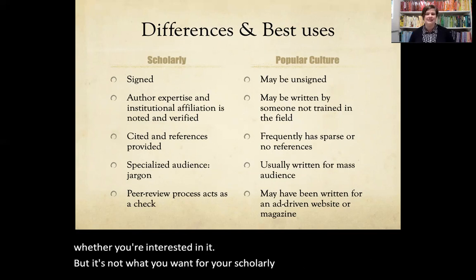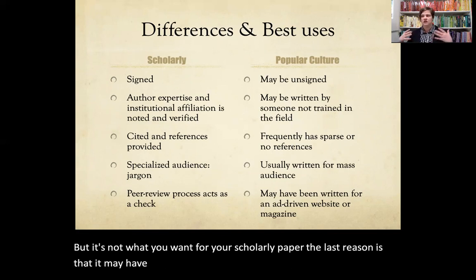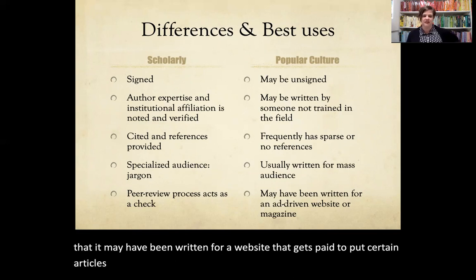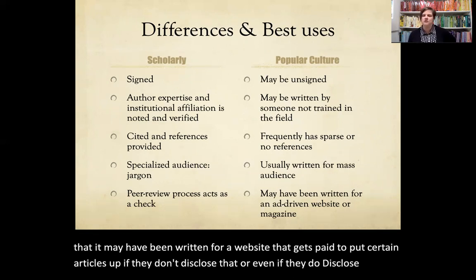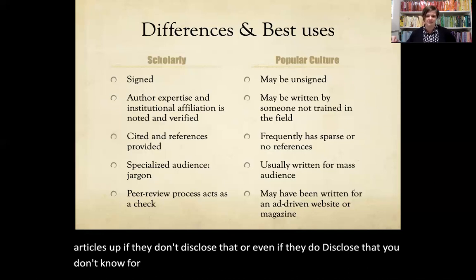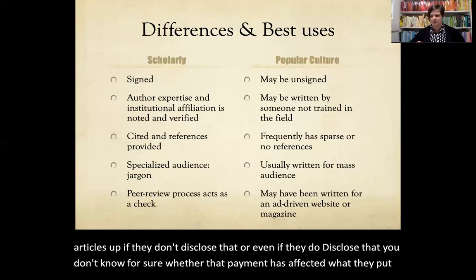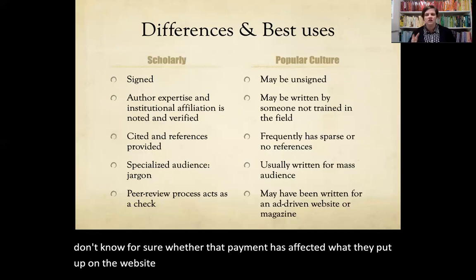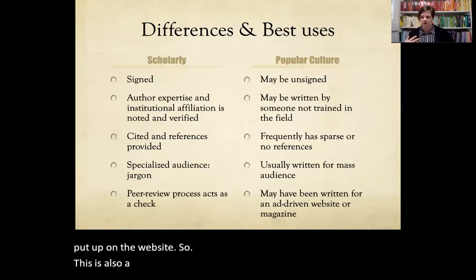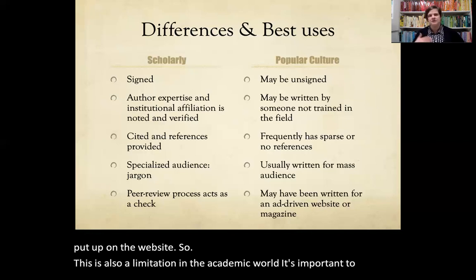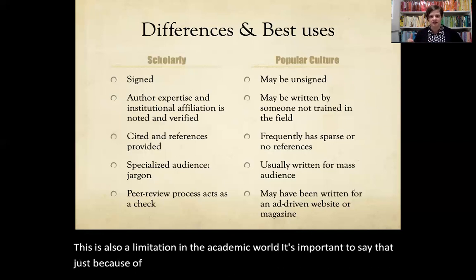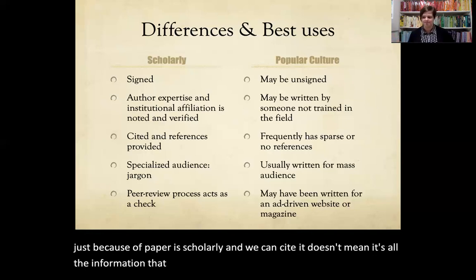The last reason is that it may have been written for a website that gets paid to put certain articles up. If they don't disclose that, or even if they do, you don't know for sure whether that payment has affected what they've put up on the website. This is also a limitation in the academic world. It's important to say that just because a paper is scholarly and we can cite it doesn't mean it's all the information that there is on a topic.